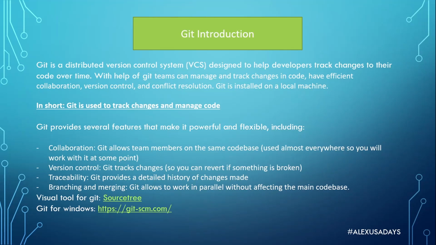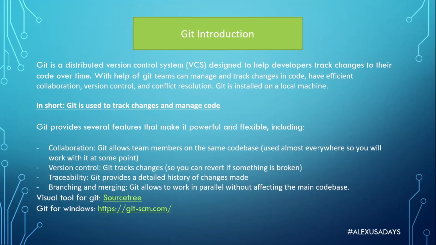Git provides version control. Git tracks changes, and if something breaks really badly, you can revert and don't have to wait for a fix. You can immediately go back to the previous version and fix your build. Traceability: Git provides a detailed history of changes made. Branching and merging: Git allows you to work in parallel without affecting the main code base. So multiple developers can work in parallel on the same product.